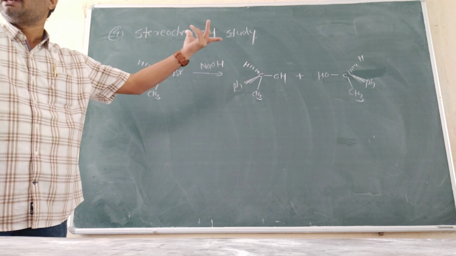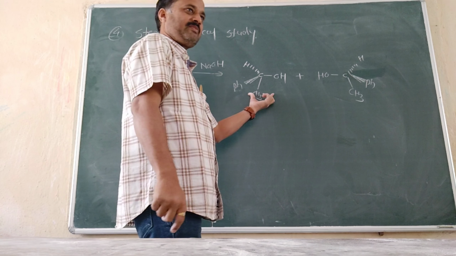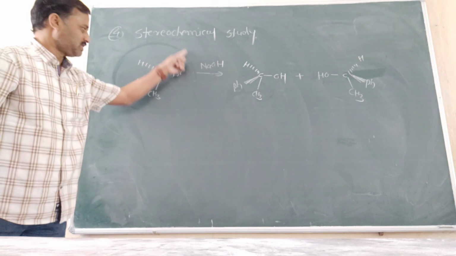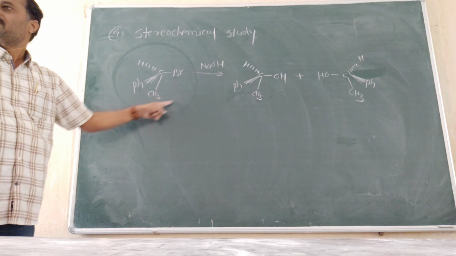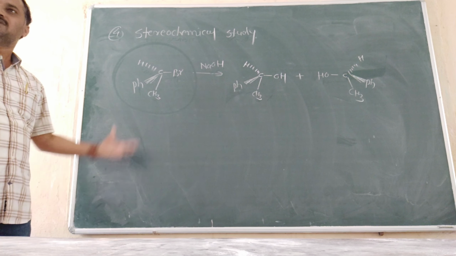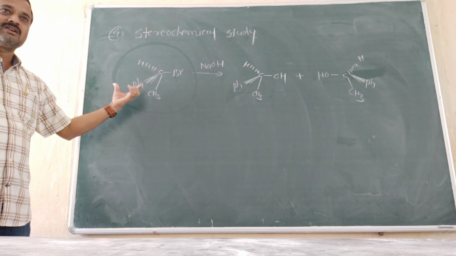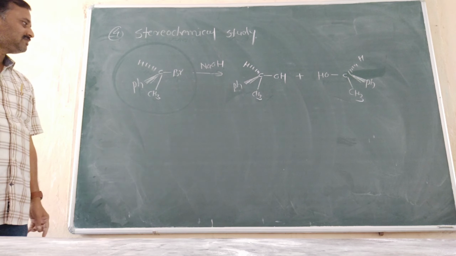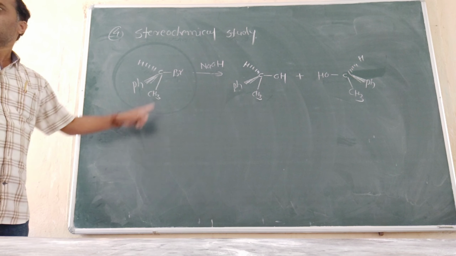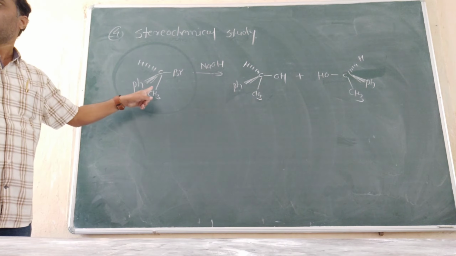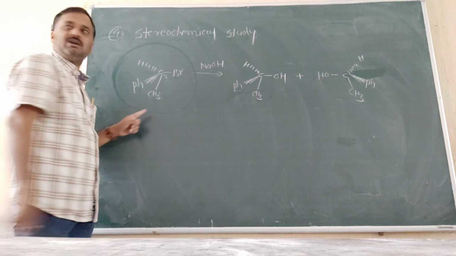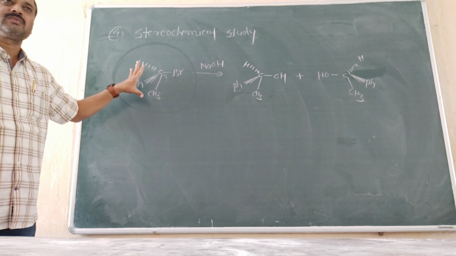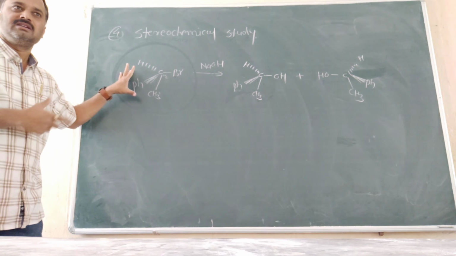Okay, stereochemistry changes. This is 50% retention, 50% inversion. Tell me the stereochemistry of this reactant. What is the configuration? Whether it is S or R configuration. What is the name of this? It is known as 2-phenyl ethyl bromide. Okay, what is the configuration? Whether it is R or S.